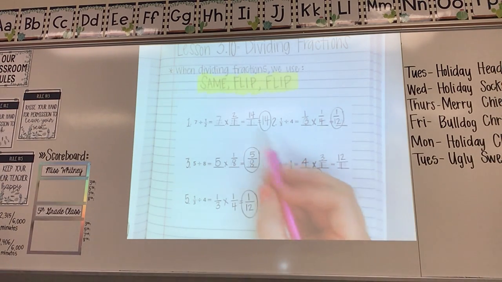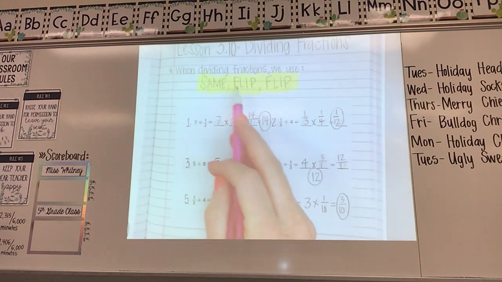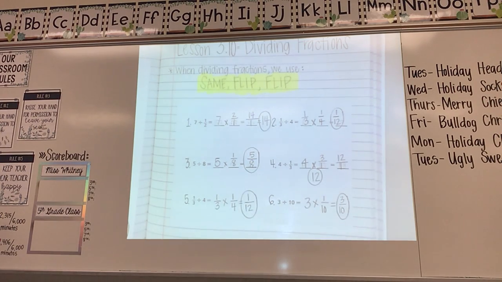We fixed these two, but really we didn't need to divide because we knew if it was a 1 on the bottom, it just becomes a big number. But some of them you might have to actually fix using division, just like we always do. Okay, so you have to remember, same flip, flip, and that's all you need to do to divide fractions because it makes it multiplication, and we already know how to do that.